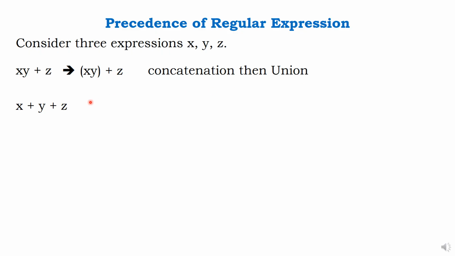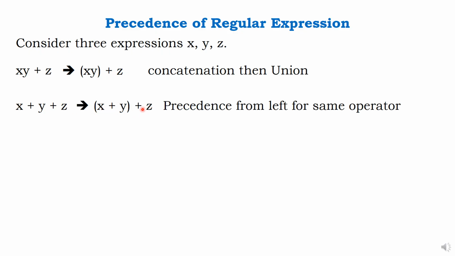Now in case if I have many unions, what I should do? Always prefer from the left hand side. First you do left hand side union, then you go for right hand side union. Precedence rule is from left for the same operator. It is applicable for union also, concatenation also. So if I have three operations at the same time, there is a union, there is a star, there is a concatenation. What you should do? First you complete star, then you complete concatenation, then you come for union. So remember, star, then concatenation, then union.